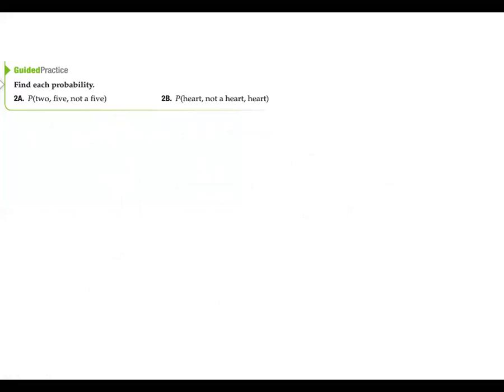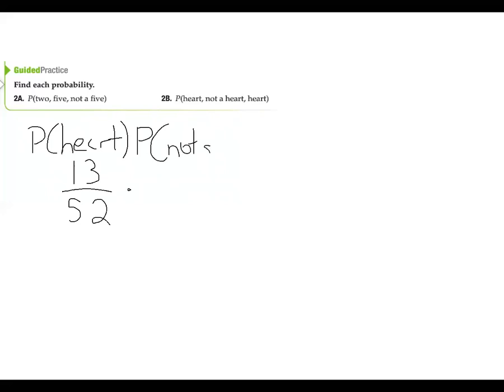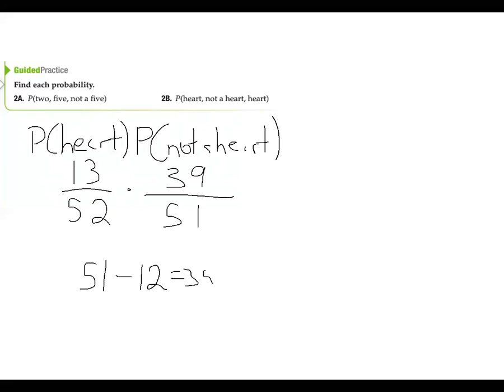all right, so now we got to find the probability of picking a heart, not a heart, and then a heart. So the probability of a heart is 13 out of 52. The probability of not a heart, so there's 51 cards remaining. Of those, 12 of them are hearts. Okay, so that would be 39. So 39 are not hearts, and then multiply that by probability of a heart.